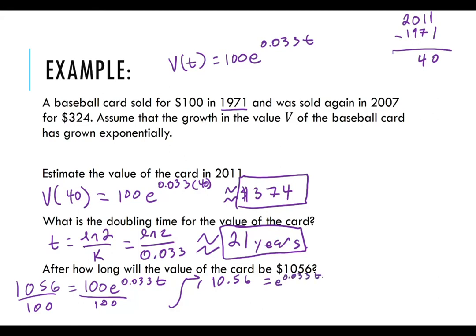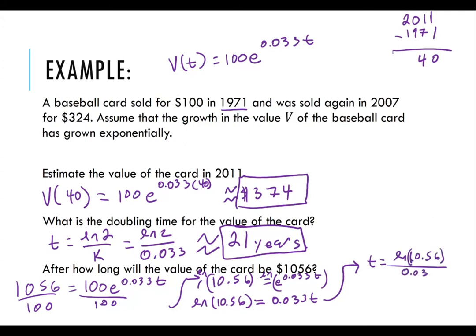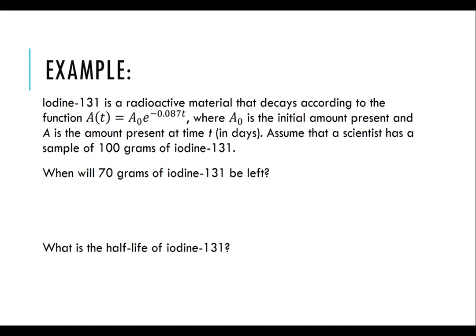Now I'm going to take the natural log of both sides. I get that the natural log of 10.56 is equal to 0.033 times t times the natural log of e. Natural log of e is 1, and so then divide by 0.033 on both sides, and I get that t is equal to the natural log of 10.56 divided by 0.033, or approximately 71.4 years.